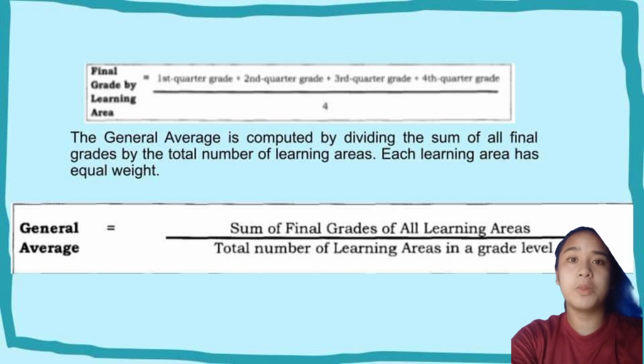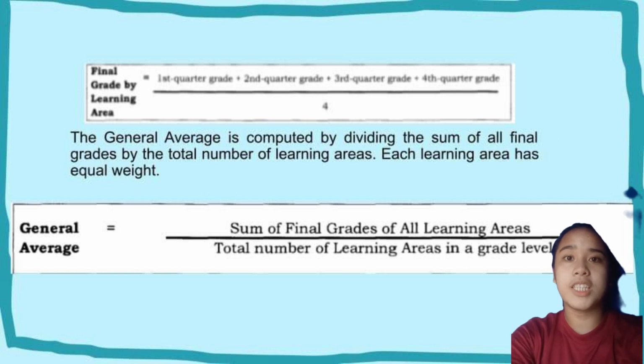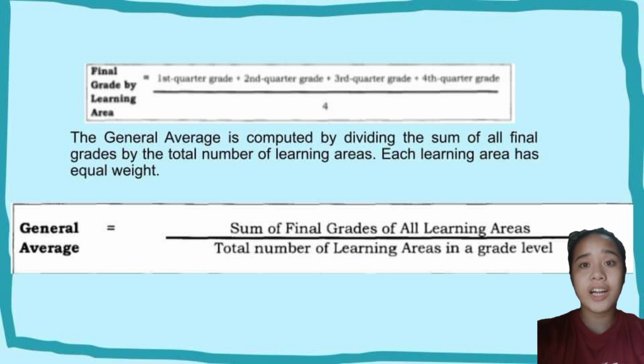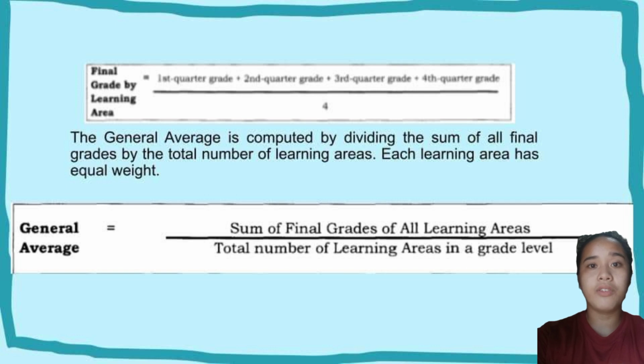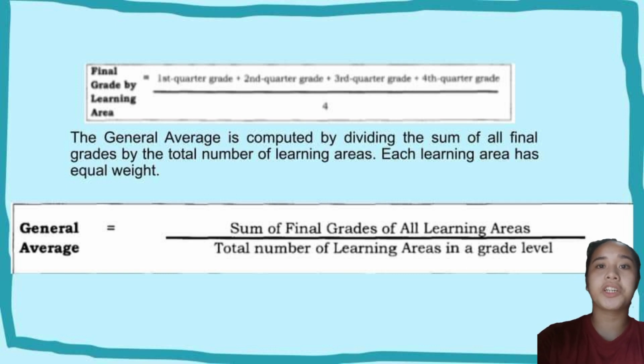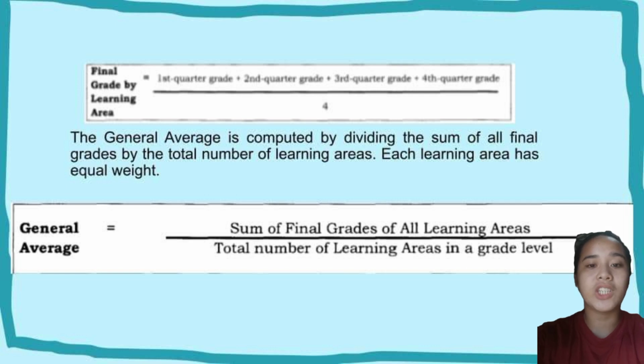Then use the transmutation table to transform the initial grade. The general average is calculated by dividing the sum of all final grades by the total number of learning areas. Each learning area gets an equal weight. The overall grade or the general average is reported as a whole number, and each learning area has an equal weight. Here are some illustrations like 90, 85, 83, and so on.